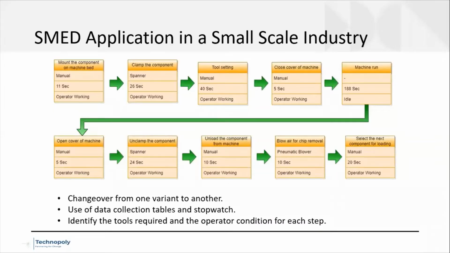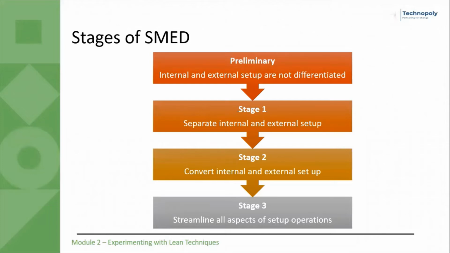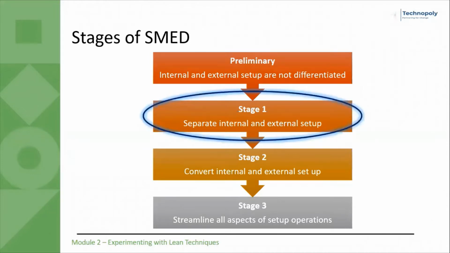Taking this for example, a small-scale industry has this setup operation when changing from one variant to another. The subject equipment is a BMC, a metal cutting machine. In the preliminary stage, they used a data collection table and stopwatch to capture the process. They also identify the tools required and the operator's condition for each step. The current changeover time is 339 seconds. After that, we may now proceed to stage 1.